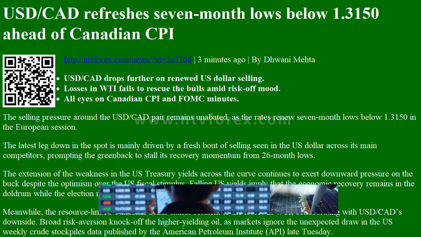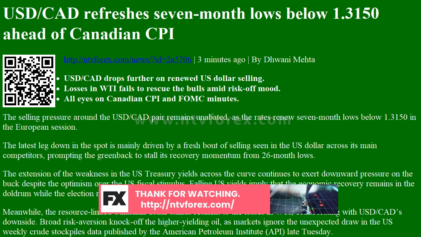The selling pressure around the USD/CAD pair remains unabated, as the rates renew 7-month lows below 1.3150 in the European session. The latest leg down in the spot is mainly driven by a fresh bout of selling seen in the US dollar across its main competitors, prompting the greenback to stall its recovery momentum from 26-month lows.